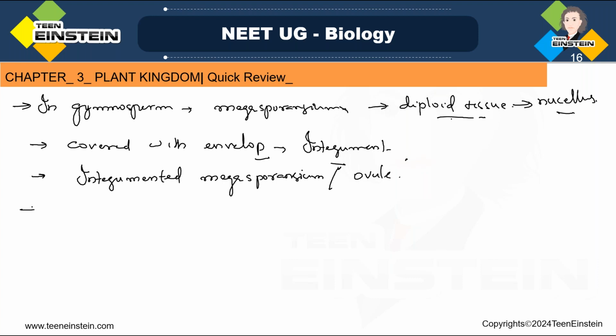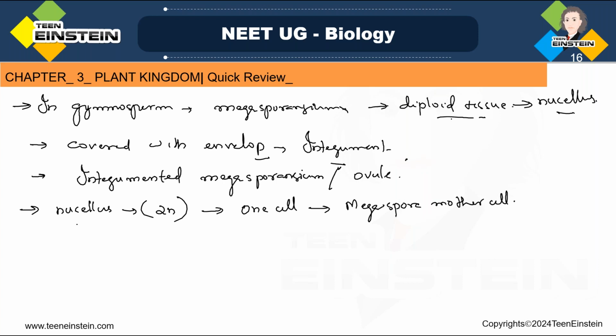Then this nucellus, we said about nucellus, right? Nucellus is made up of diploid cells, and one cell of the nucellus will get differentiated into the megaspore mother cell, right? From the nucellus cells, one cell will get differentiated into megaspore mother cell, and this megaspore mother cell is in diploid condition, right?